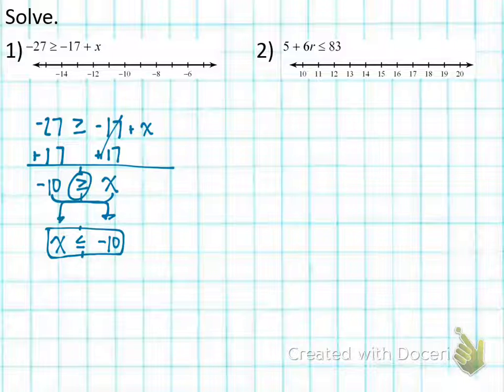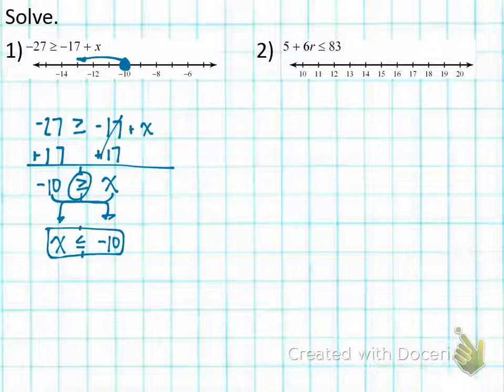Okay. Now that we have that, we just think about yesterday. Remember how I taught you how to graph? We go back to our graph. Go to negative 10. Draw a circle. And we know that it's less than negative 10, so we're going to point it to the left. And it's equal to, so I want to fill in my circle. And we're all done.